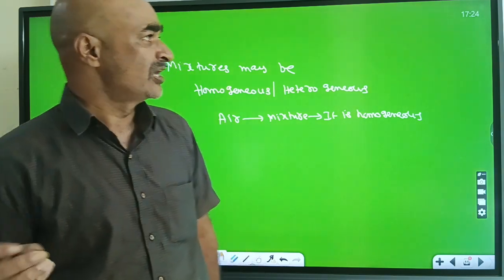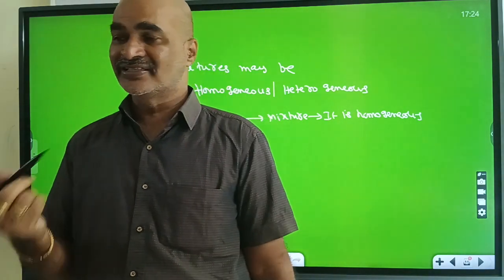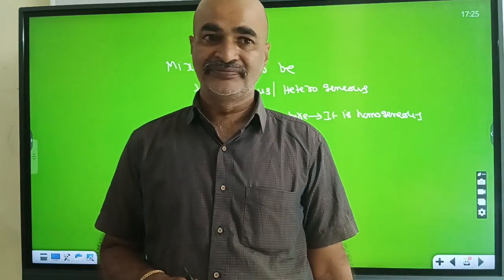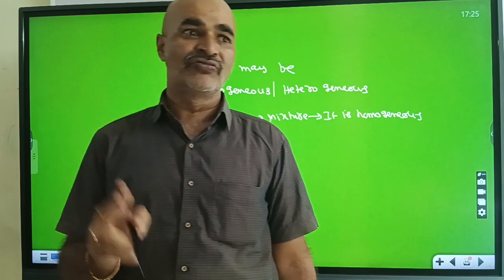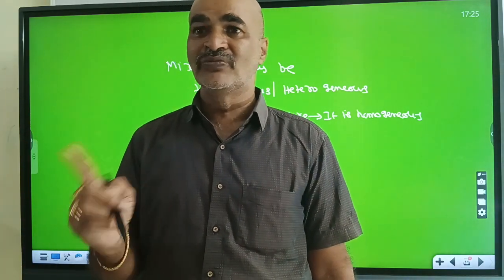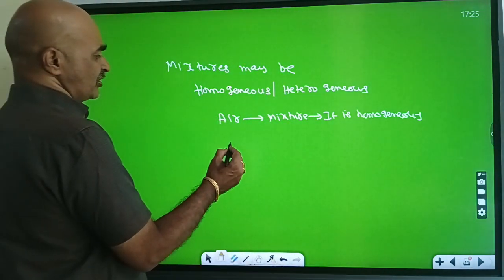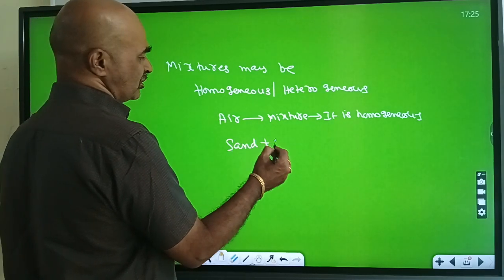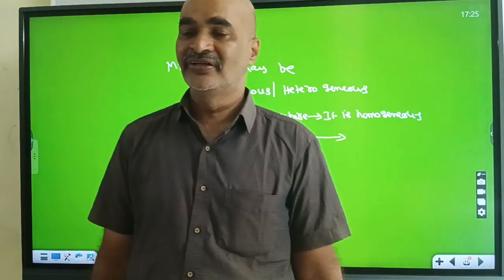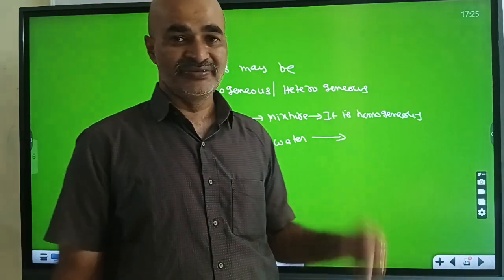When NaCl is dissolved in water, you can find only water, not NaCl. NaCl is completely dissolved. Actually, there are two substances, NaCl and water, but you can see only water. So it is a homogeneous mixture. Next, when sand is present in water, sand plus water, this is a heterogeneous mixture. Why? You can see both sand and water.